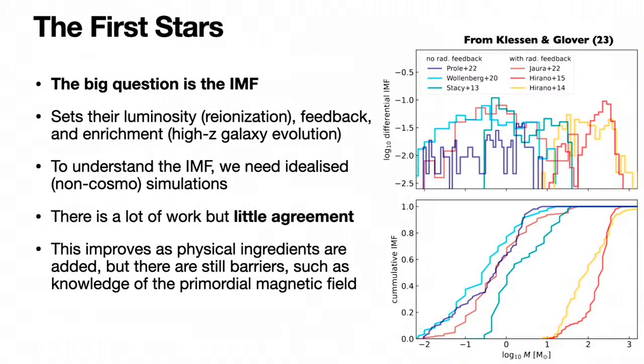People have started to include more and more physics in those kinds of idealized simulations, but again, there is very, very little agreement on the IMF that you get from those simulations. It tends to become more top-heavy with radiation feedback. There is not very much exploration of magnetic fields yet. And the problem with magnetic fields is we don't even know whether there is a magnetic field during the formation of Pop 3 stars. So the problem is quite difficult. It's not even just a question of including the physics. It's just knowing what's going on at these extreme redshifts.